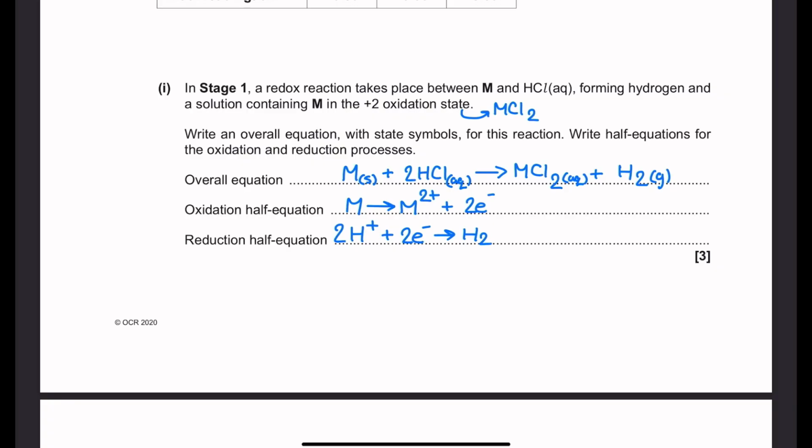In this first part here, we've got a link to Module 3, the Group 2 chemistry topic, and we've also got a little bit here of Module 5 redox. We've just got to write the overall equation for the reaction of the metal with hydrochloric acid, and then the two half equations. I don't think these are particularly complicated. You're only really going to struggle here if you haven't revised the Group 2 metal topic in a lot of detail from Module 3.